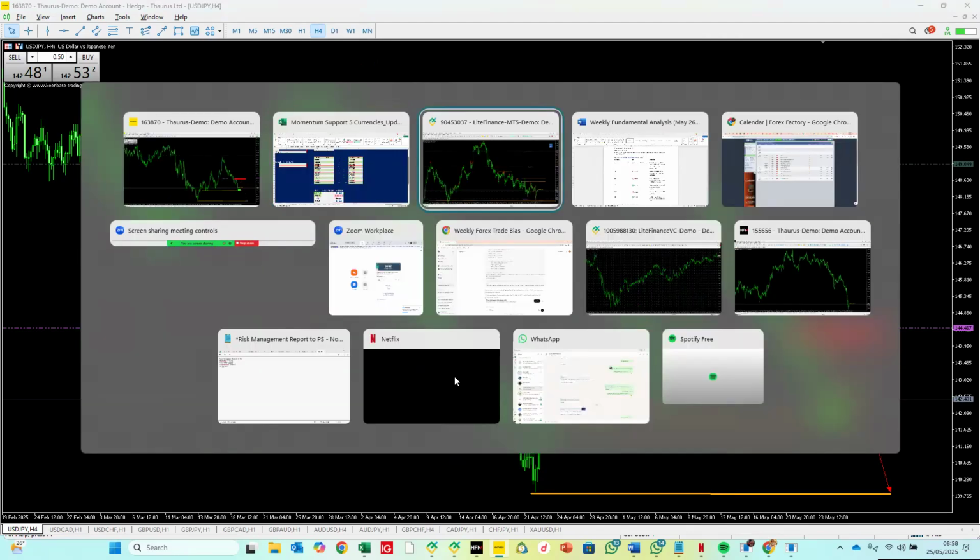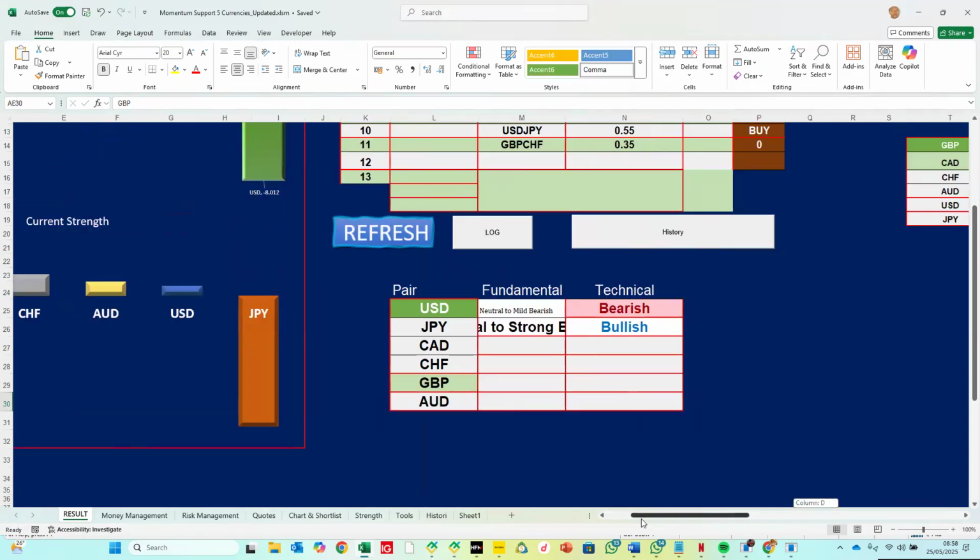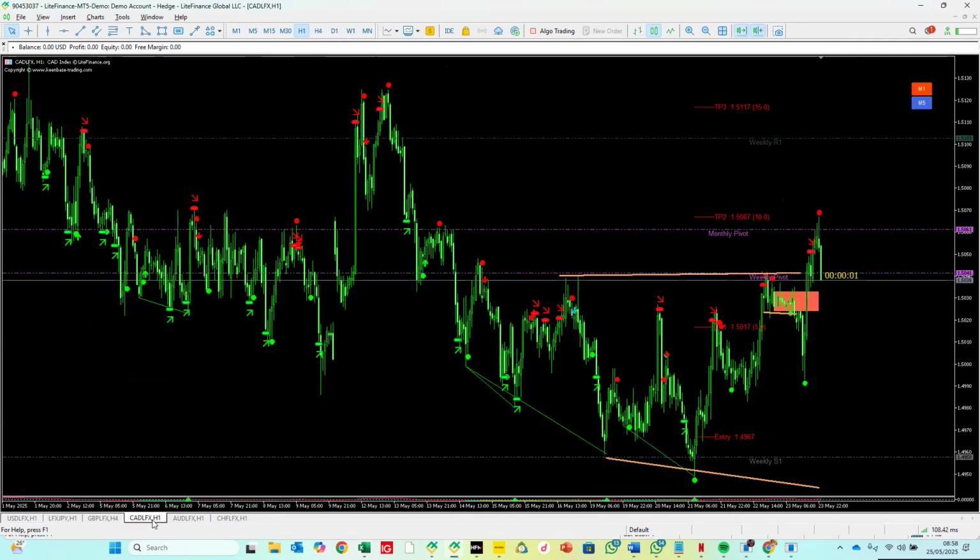The next one right there is going to be, let me change this, so it's going to be CAD. So let's go to CAD. For CAD, what do we have on CAD? Okay, yeah, awesome.